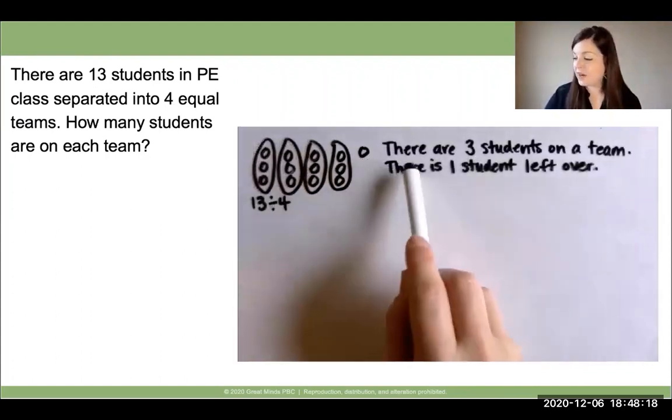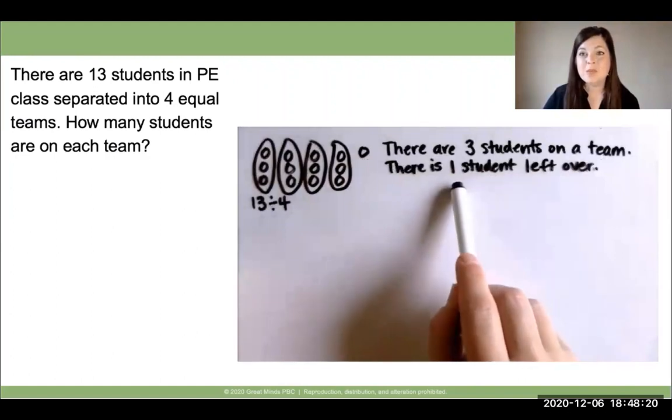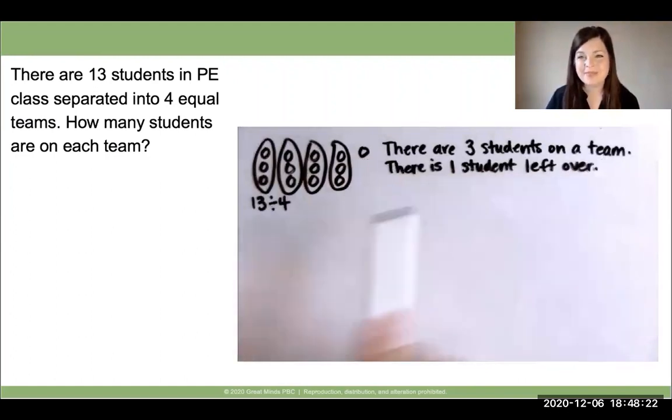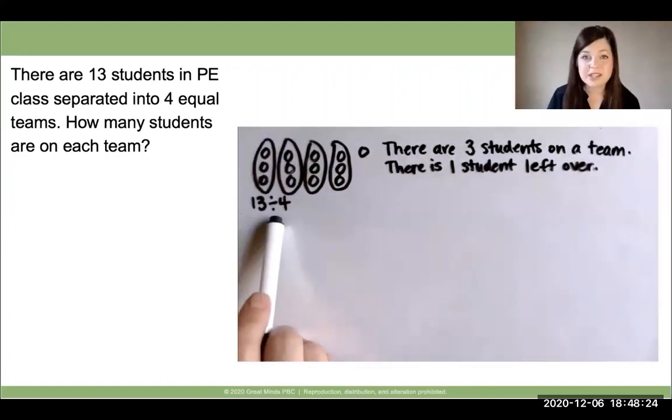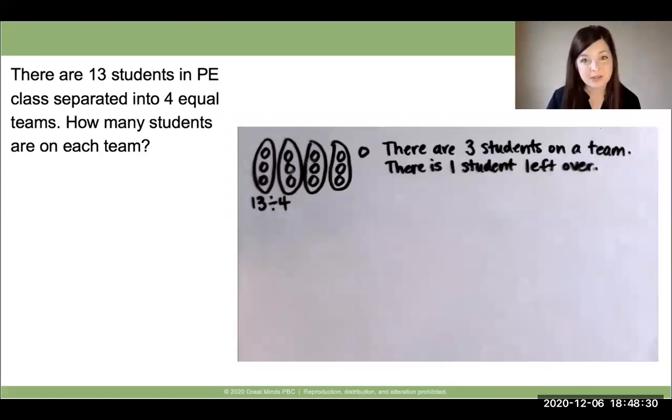Here's what I wrote. There are 3 students on a team. There is 1 student left over. Now our expression was 13 divided by 4. Sometimes when we divide a number into equal groups, there's an extra amount or an amount left over. We call that extra amount, that leftover amount, the remainder.